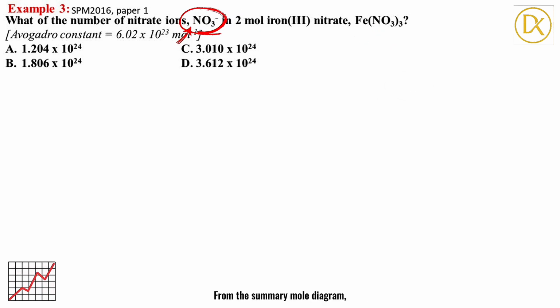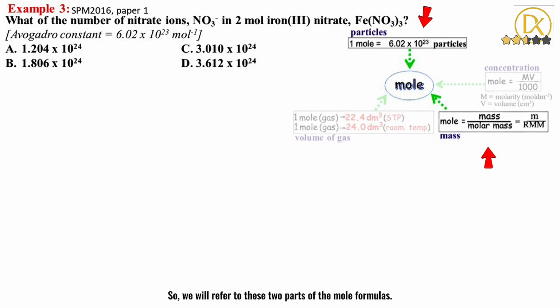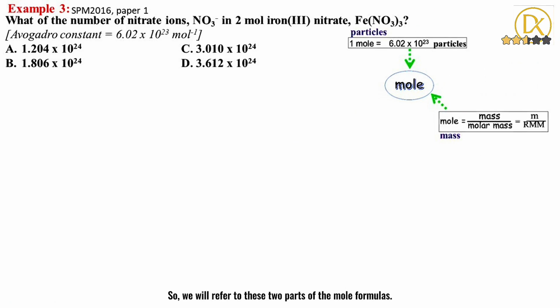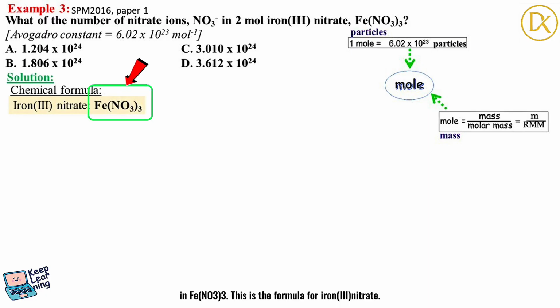From the summary mole diagram, we can see that these questions only involve mass and number of particles. So we will refer to these two parts of the mole formula. At first, we need to determine the number of mole of nitrate ion in iron 3 nitrate. This is the formula for iron 3 nitrate.